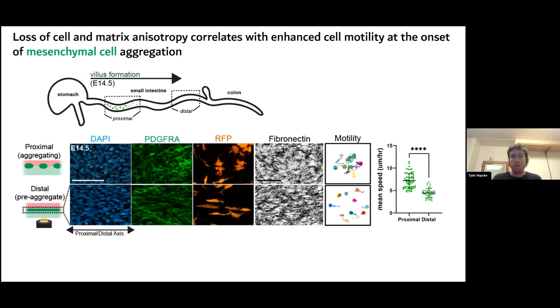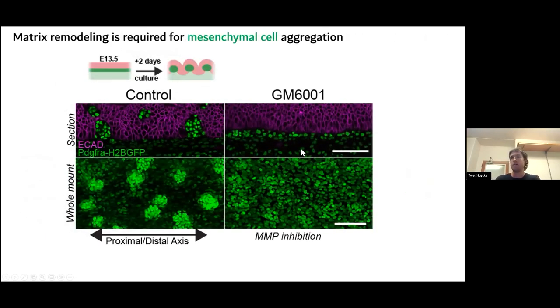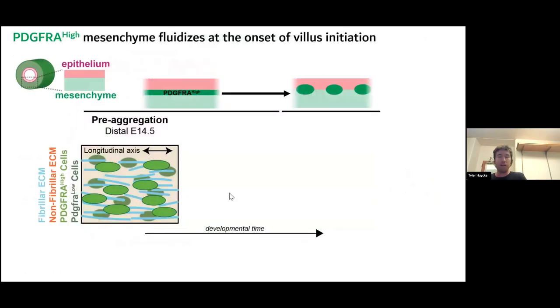And so we hypothesized that perhaps there was this switch in motility and aggregation of the mesenchyme that was enabled by matrix remodeling. So we cultured explanted tissues in the presence of an MMP, matrix metalloproteinase, inhibitor. And what we saw was that it completely shut down the process. We still got PDGFRA high cells differentiating at the tissue interface, but they failed to aggregate and failed to generate curvature.